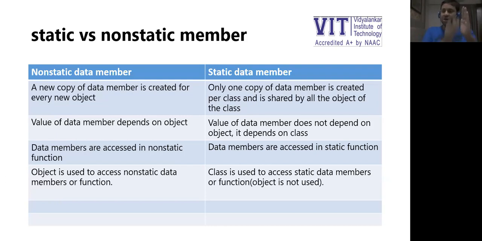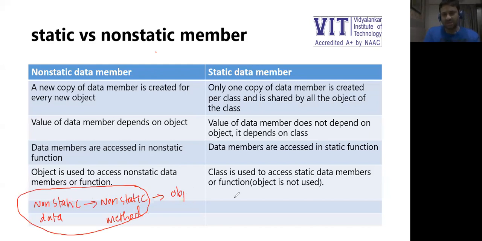It is something like this. Non-static data are accessed in non-static methods, and to access a non-static data member and non-static method, we will need an object. And static data members are accessed in static methods, and we will use the class name to access them.